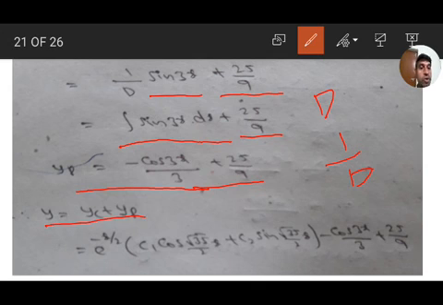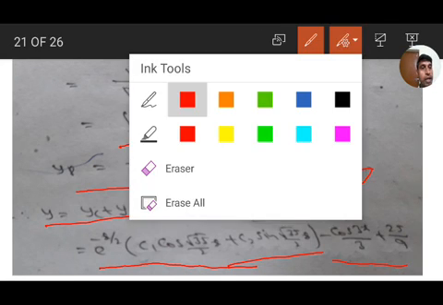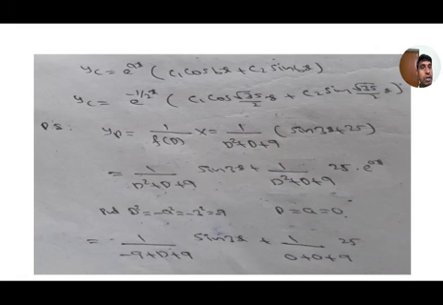Therefore, the general solution is y equals yc plus yp, where the complementary function is e to the power of minus x by 2 into c1 cos root 35 by 2 x plus c2 sin root 35 by 2 x, minus cos 3x by 3 plus 25 by 9. Okay, it is a general solution.